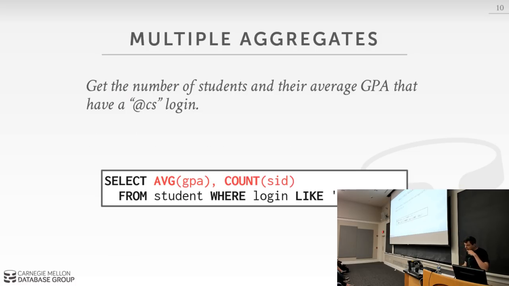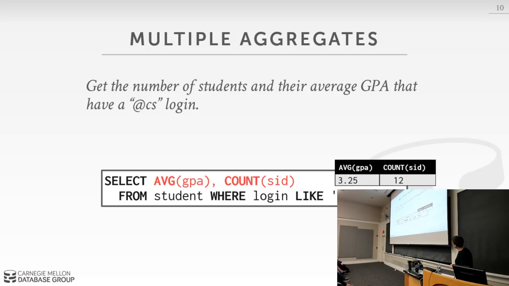We can actually combine multiple aggregates together in a single query. So say for this one, we want to get the number of students and their average GPA where their login ends with @cs. So now you see I've combined average GPA and count in the output list of my select statement, and then it'll produce my result like that.